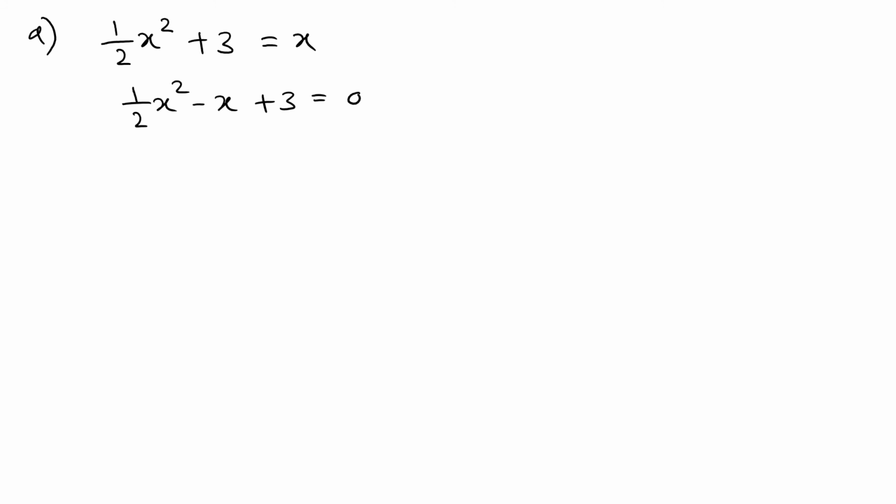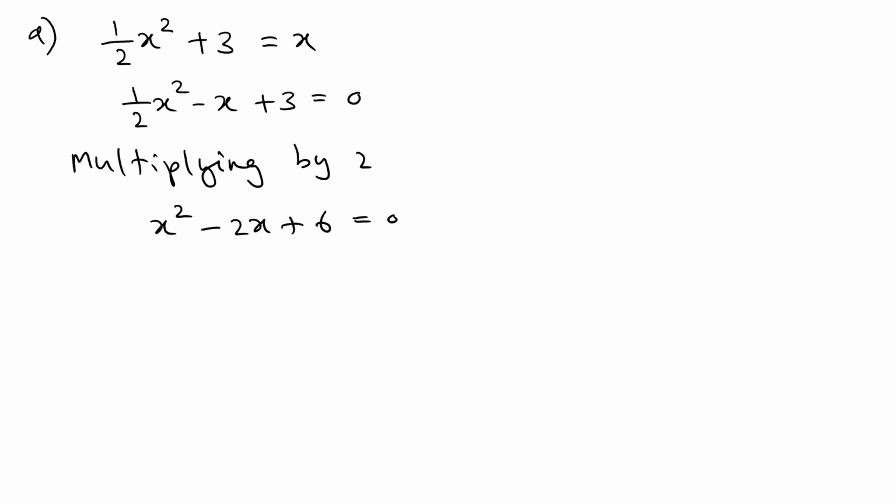You can do it, but it will be difficult to work with numbers. So what we do, we're going to simplify it, make it in a simple form. Multiplying by 2, we can write this one as x squared minus 2x plus 6 equals 0. You can see this is the exact same equation, but you just multiply by 2 to make it simple. Now you can see it's very easy to work with.